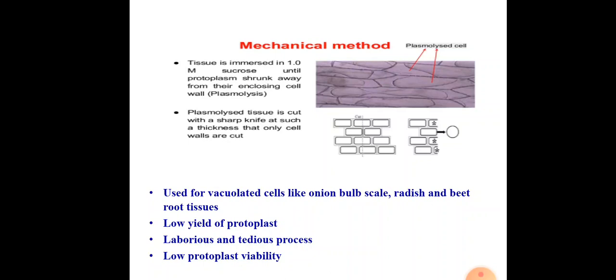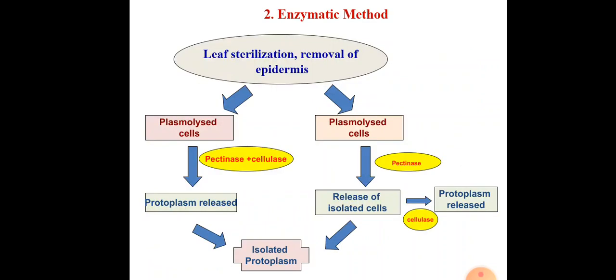In this mechanical method, we can obtain only a very low quantity of protoplast, and we need a skilled person, and it is a tedious process also. Low protoplast viability will be observed in the mechanical method. And the next method is the enzymatic method.